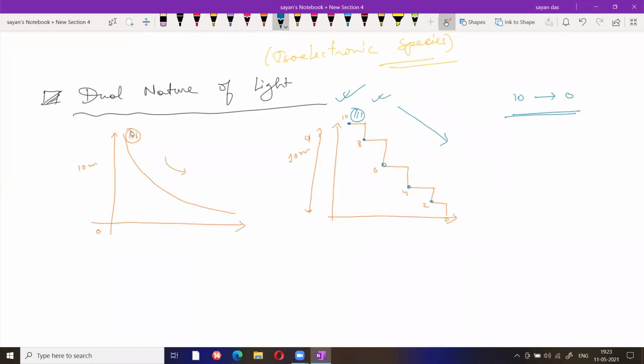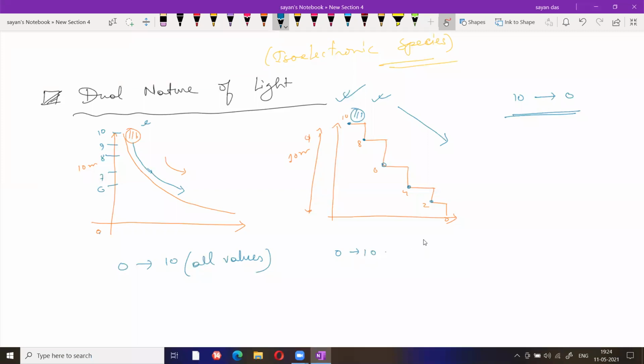But if you go through this one, look, the ball is falling. Suppose this point is 10, this point is 9, this point is 8, 7, 6, and here this point is 6.5. In this case, all the positions are possible. 0 to 10, all the values are possible. In the other case, 0 to 10, all the values are not possible.